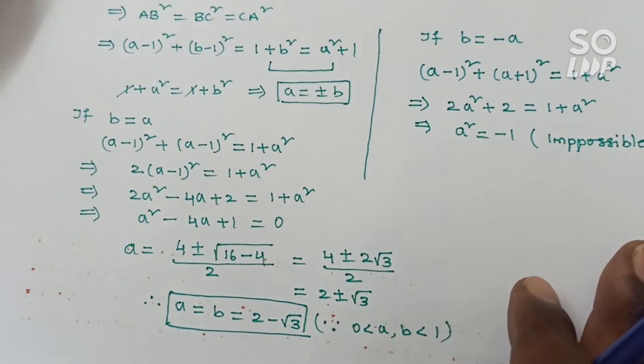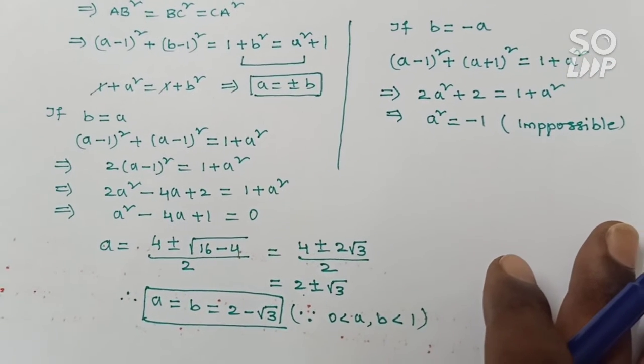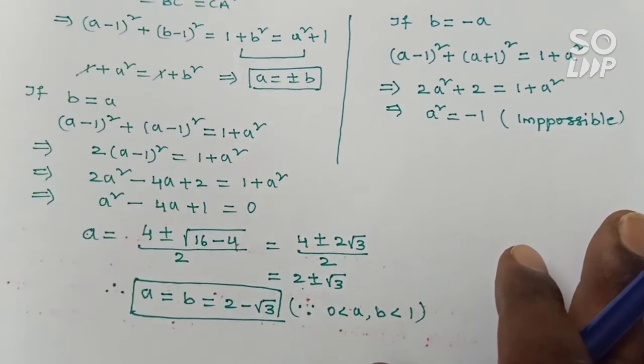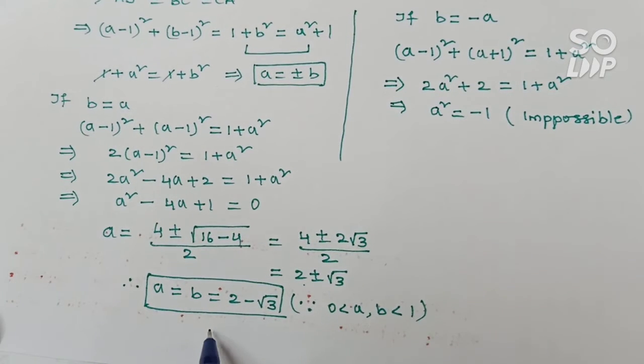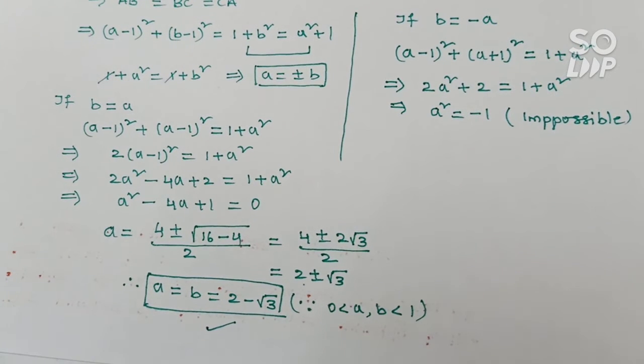a is equal to 2 minus root 3 and b is equal to 2 minus root 3 is the correct answer. So this is the only correct answer. This is a very important question. The same problem was already given previously in Mains and Advanced level also, so please all of you practice this question.